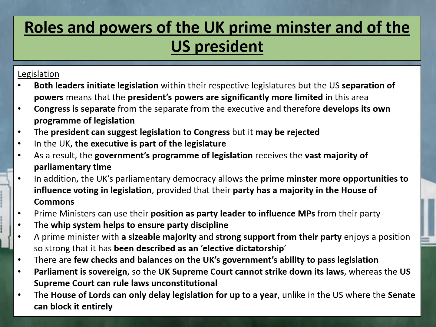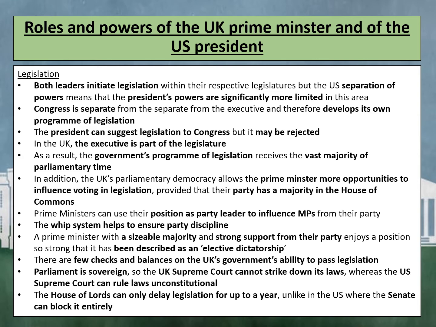In the UK, the executive is part of the legislature. As a result, the government's programme of legislation receives the vast majority of parliamentary time. In addition, the UK's parliamentary democracy allows the Prime Minister more opportunities to influence voting in legislation, provided that their party has a majority in the House of Commons. Prime Ministers can use their position as party leader to influence MPs from their party. The whip system helps to ensure party discipline.